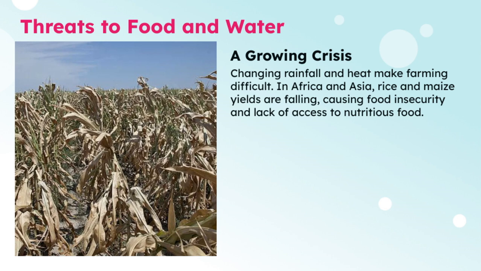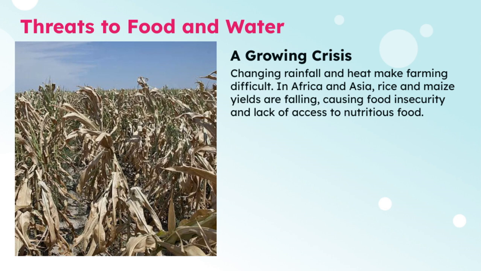In some areas, rainfall becomes less reliable. Droughts may become more common, leaving crops without enough water. In other areas, rainfall may become too intense, causing floods that wash away soil, damage crops, and destroy infrastructure.